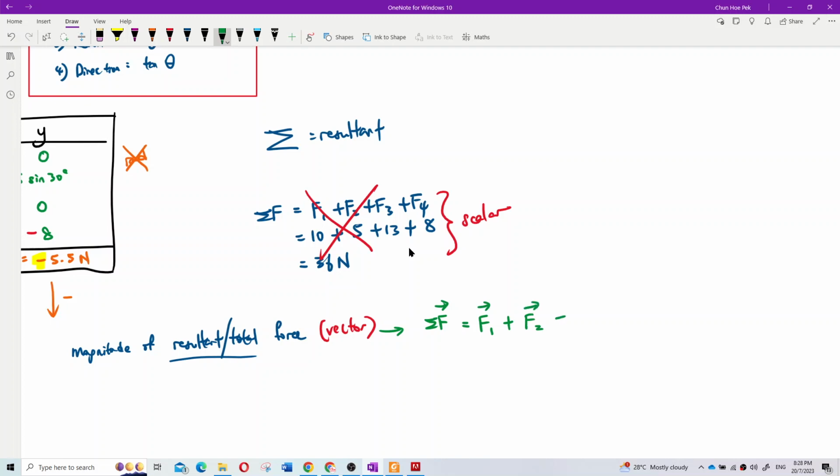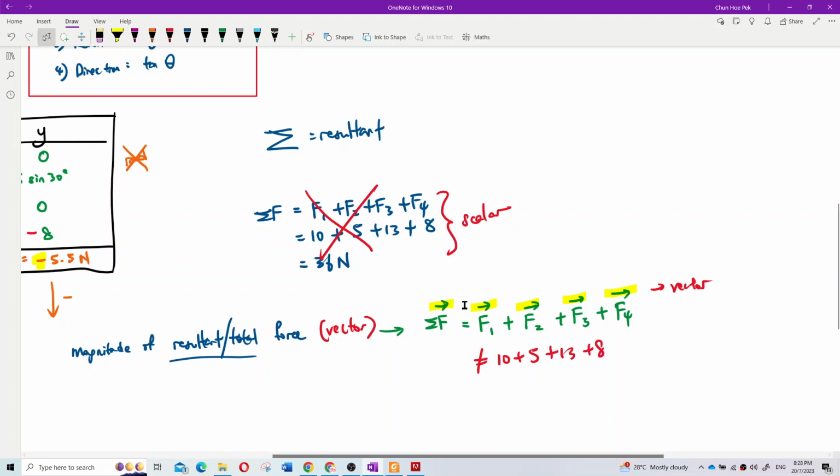Okay, so F1 plus F2 plus F3 plus F4 in terms of vector. All these signs, they are vector, understand? They are all vector. For vector, you cannot sum up like this. Cannot. But the way to write it, yes, correct. F1 plus F2 plus F3 plus F4 in terms of vector, yes, you can write like this, but you cannot sum up their value.